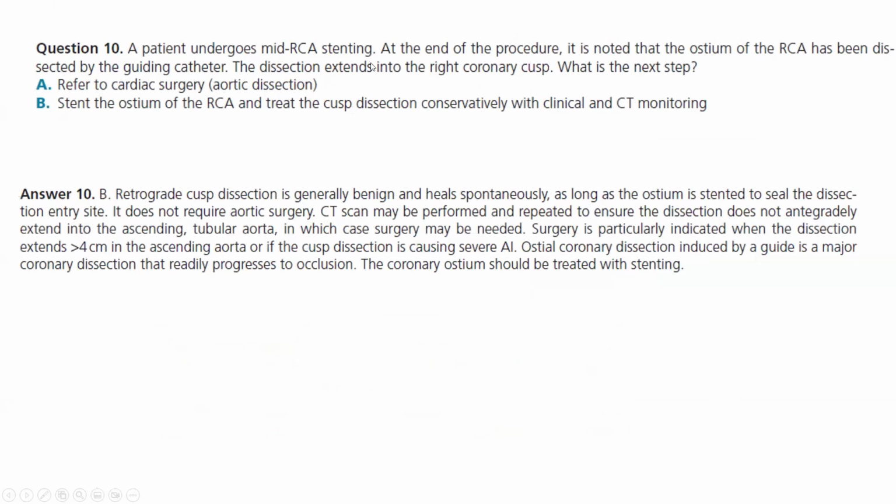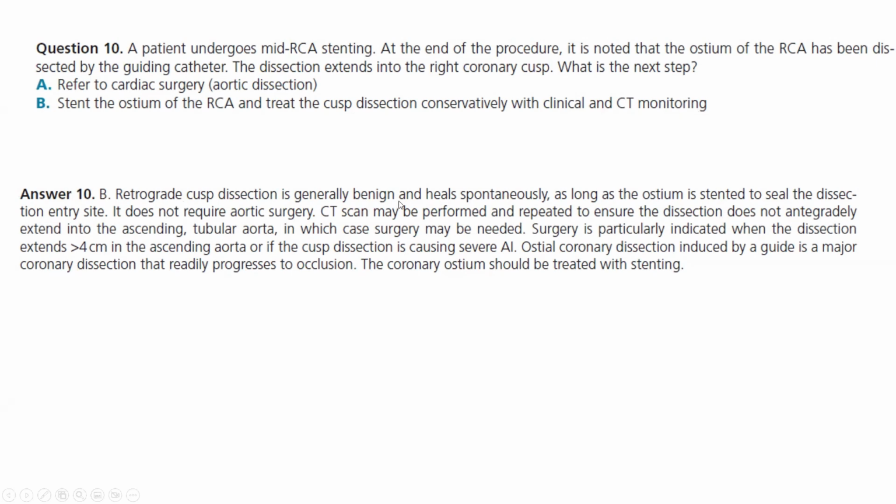A patient undergoes mid-RCA stenting. At the end of the procedure, it is noted that the ostium of the RCA has been dissected by the guiding catheter. The dissection extends into the right coronary cusp. What is the next step? Refer to cardiac surgery, or stent the ostium of the RCA and treat the cusp conservatively with clinical and CT monitoring. The answer here is B.